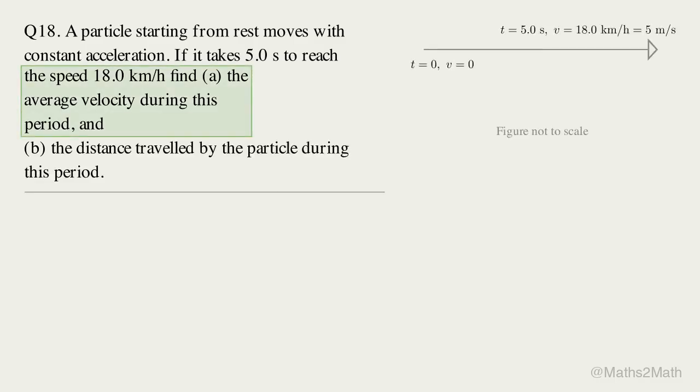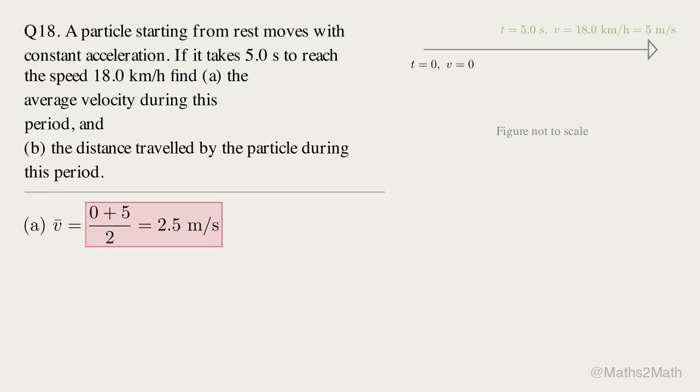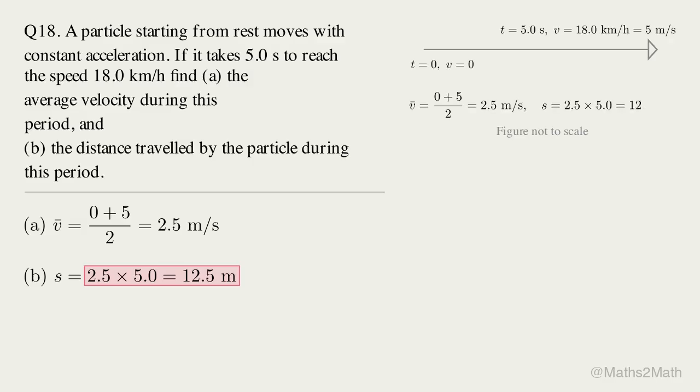Question 18. From rest, with constant acceleration, a particle reaches 18 kilometers per hour in 5 seconds. Find the average velocity and the distance covered. What does this mean? Under constant acceleration, the average velocity is just the mean of the endpoints. 18 kilometers per hour is 5 meters per second. The average of 0 and 5 is 2.5 meters per second. The distance is that average times the 5 seconds, 12.5 meters.